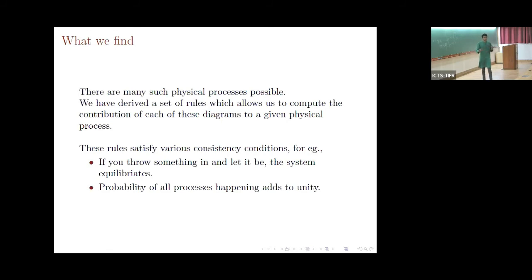That's like the statement of a fluctuation dissipation theorem. The dynamics does not break the equilibrium. So that fluctuation dissipation theorem, here it will be called the KMS relation, is satisfied. That's a non-trivial check that we have checked for all these physical processes, and the probability for all processes happening must add to unity. That's like a unitarity statement, which we have also checked in such processes.